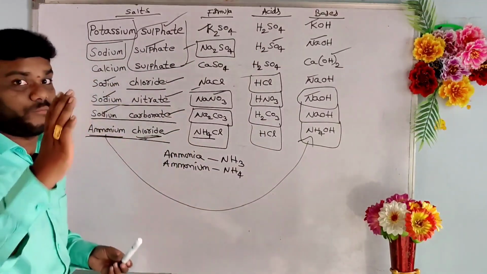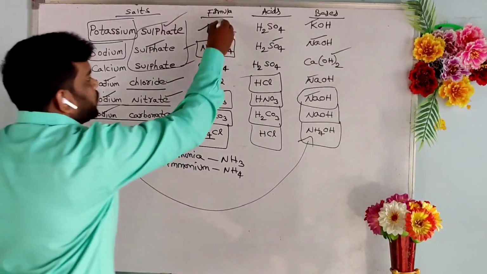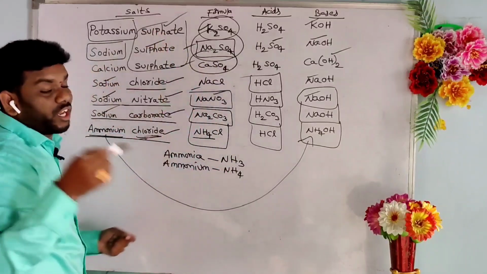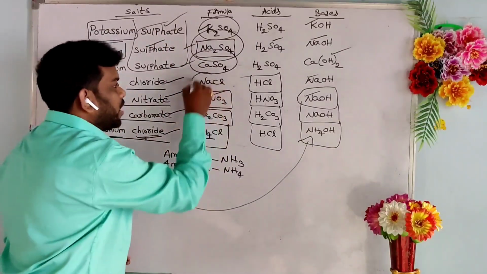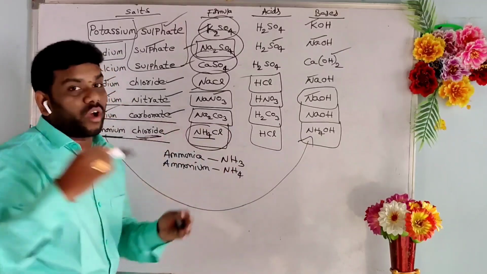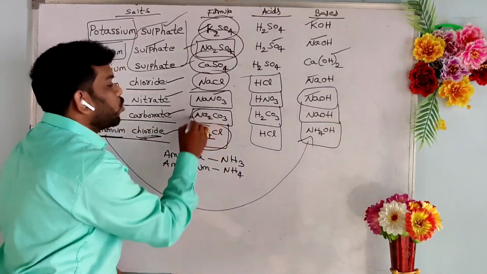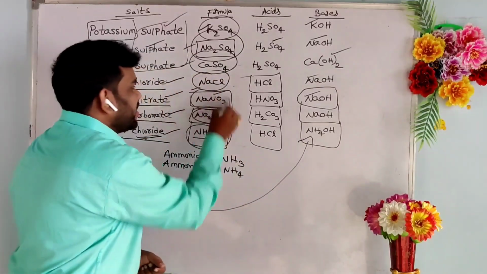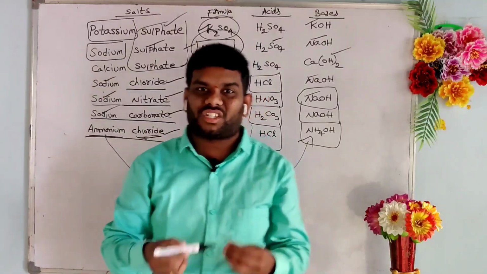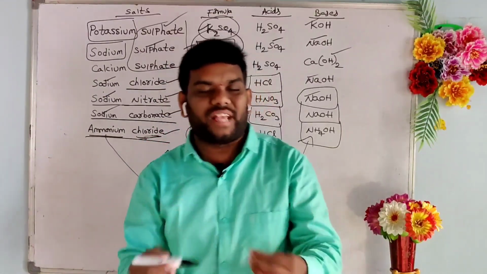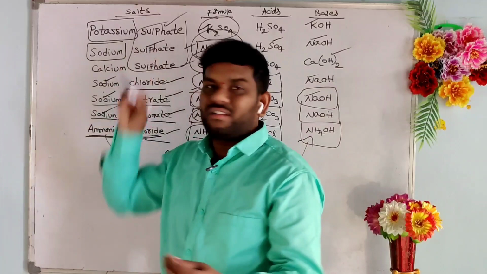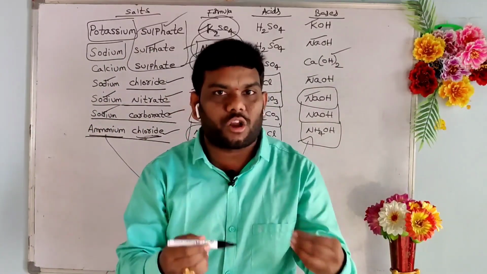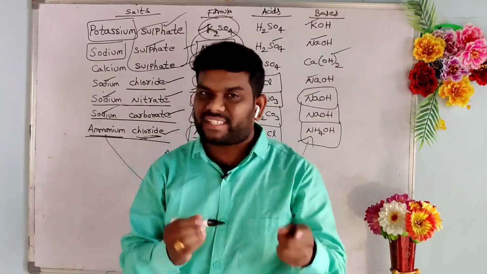What is the sulfate family? Potassium sulfate, sodium sulfate, calcium sulfate. What is the chloride family? Sodium chloride, ammonium chloride. What is the carbonate family? Sodium carbonate. What is the nitrate family? NaNO3. This is how we identify the category of acid and base from the sulfate, carbonate or chloride family of the salt.